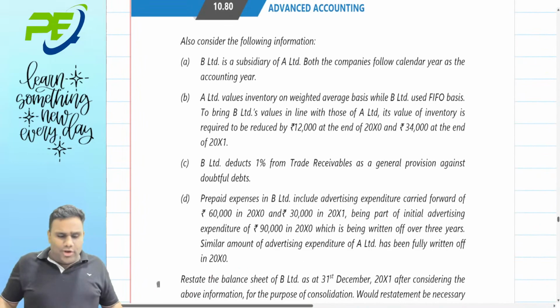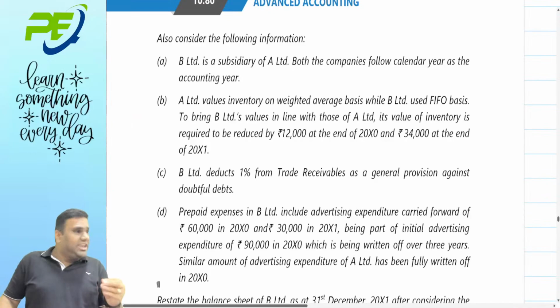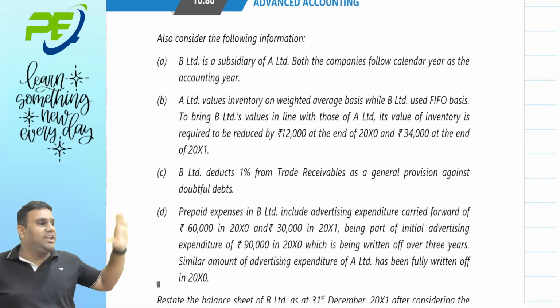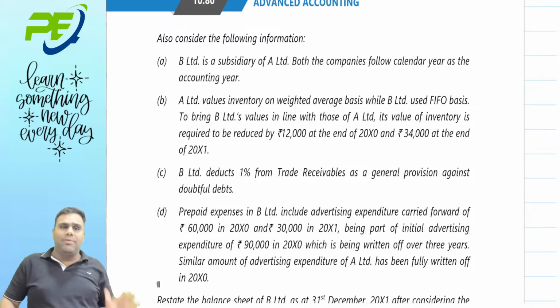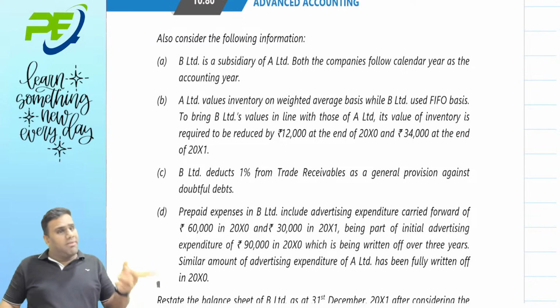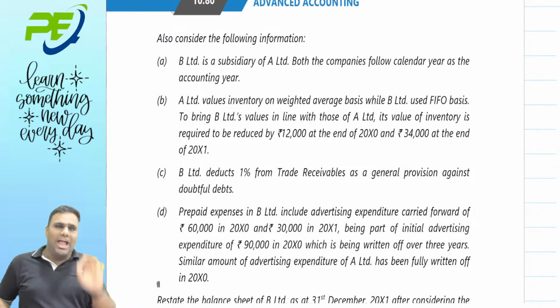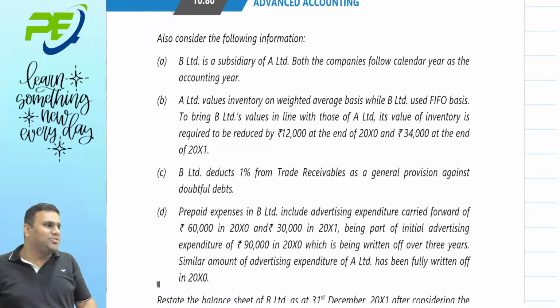Both the companies follow the calendar year as the accounting year. Here we are very lucky. I have seen consolidation where different companies follow different accounting periods: one from January to December, another from April to March, another from July to June. This also happens in India itself. You see the RBI annual report, 1st July to 30th June. First I said it wrong.